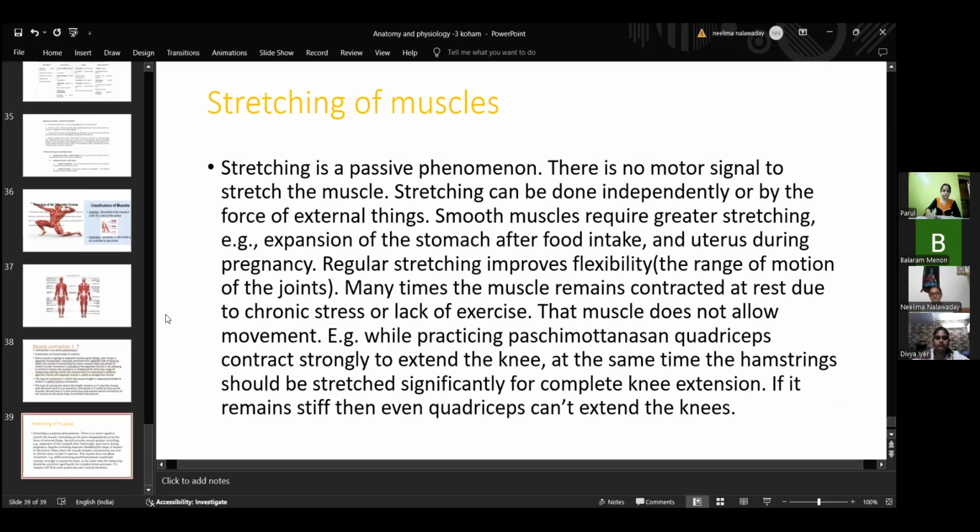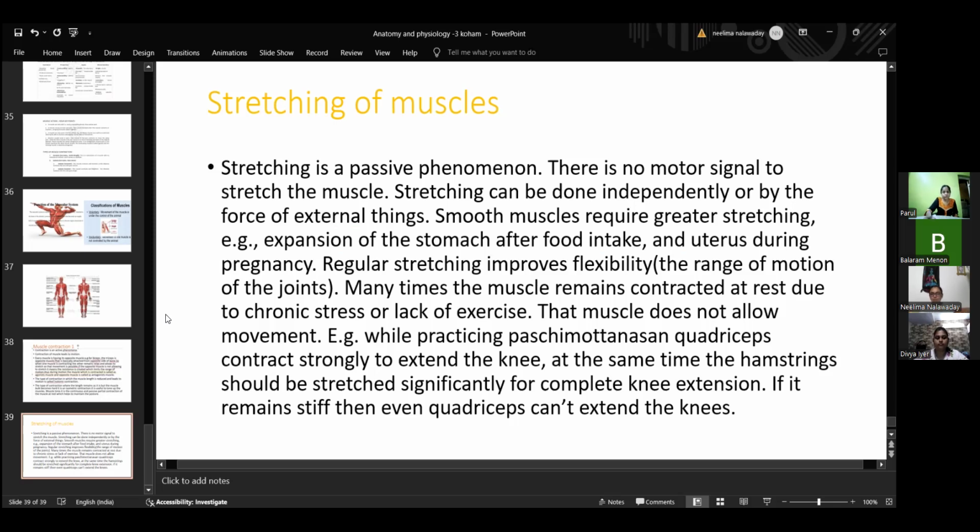Now stretching. Stretching of muscle, whenever we perform yoga asanas, we do lots of stretching also. Stretching is a passive phenomenon. There is no motor signal to stretch the muscle. Skeletal muscles are voluntary in nature, but once this stretching phenomenon starts, it can happen independently or by the force of external things.